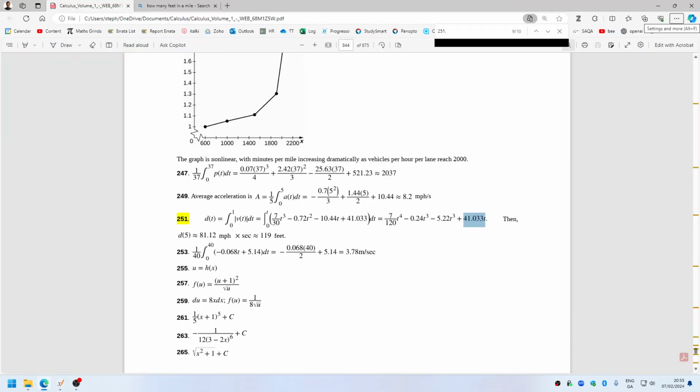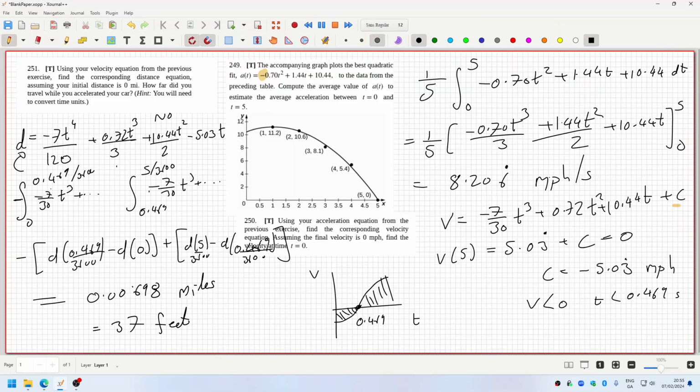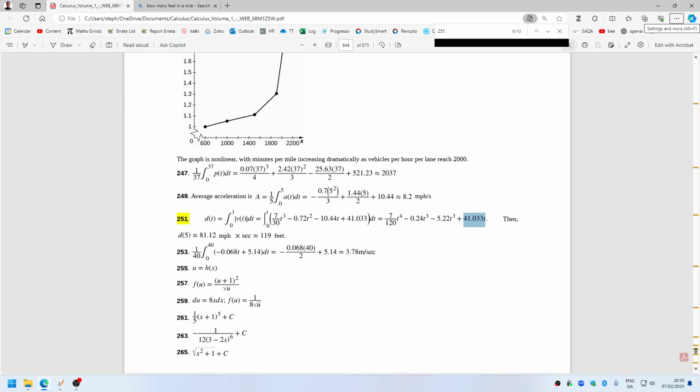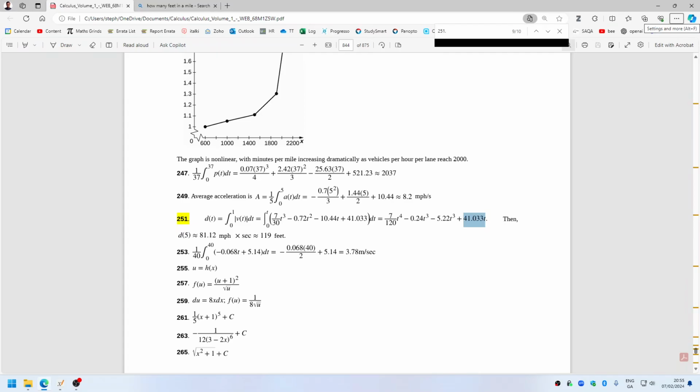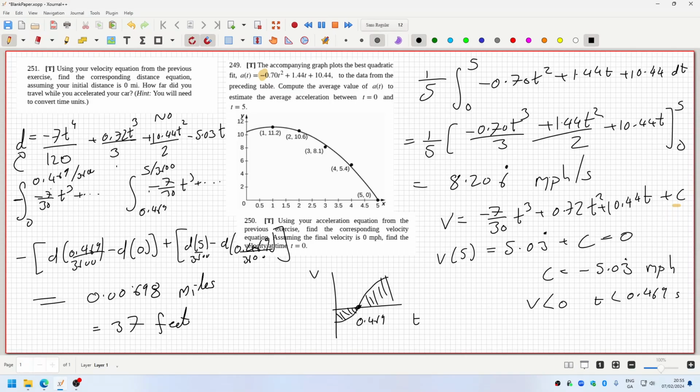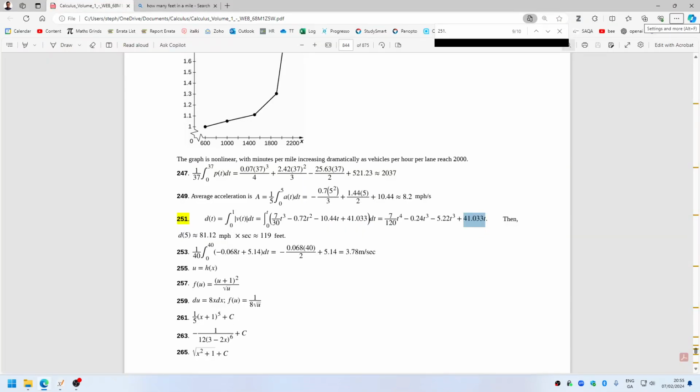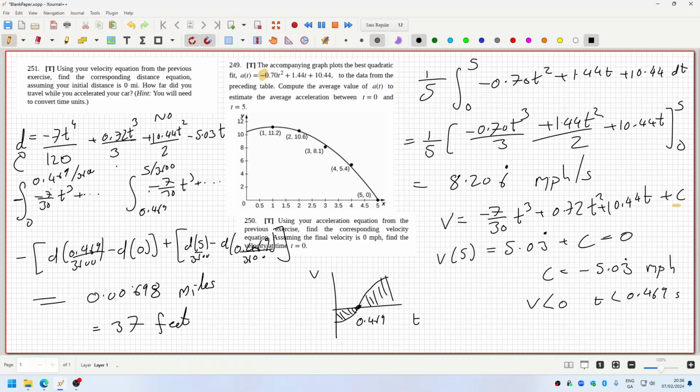This formula looks quite a bit different. 7 over 30. Minus 0.72. And I have a plus. Okay. The absolute. It's changing it. It must be negative. So okay, I got my C wrong. My C is wrong? Weird.